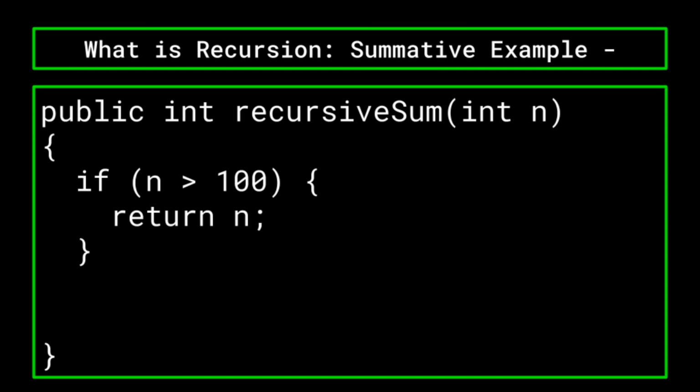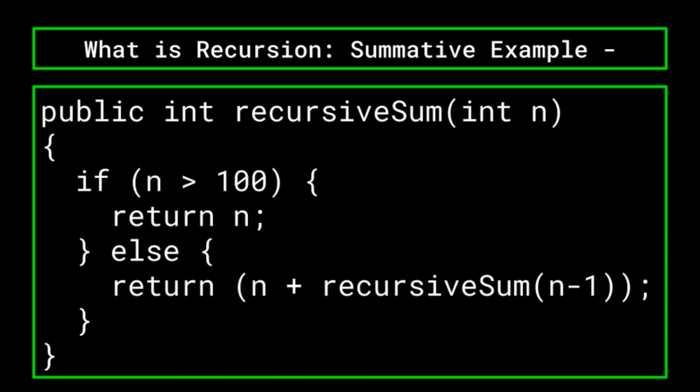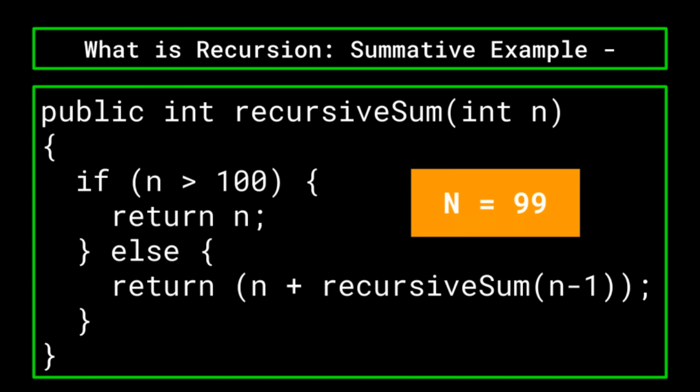For example, if our base case was to stop calling the recursive function when n was greater than 100, and if it is not, we will call the same function again but with n minus 1, and we started with n as, say, 99, we would never reach the base case, and the recursive function will repeatedly call itself over and over again, subtracting 1 from n, and hoping that somehow it will eventually be greater than 100, until your computer crashes.